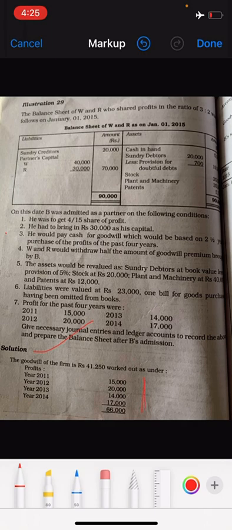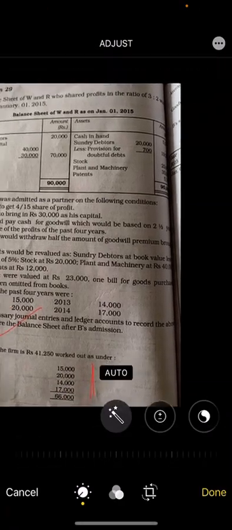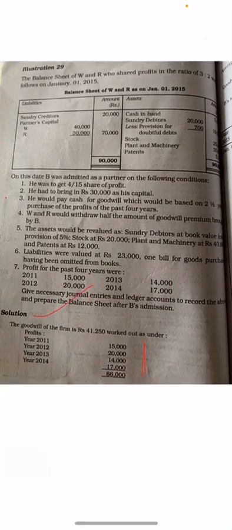So total these 4 years' profit. Then you have to divide it by 4 to take the average, and to that amount you have to multiply the years' purchase. When you do that, you will get the amount of goodwill which should be brought by B. See the next page. If you see, it will be more clear.